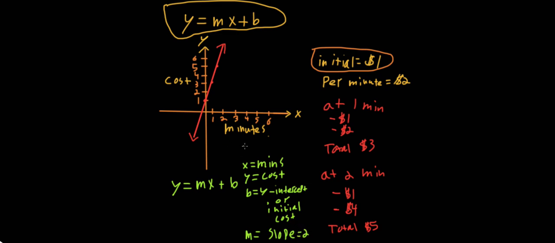So now we can represent this context with an equation that represents it algebraically. We have y equals our slope, which is $2, times x. We can plug in any x value, we're just going to leave it as x, plus b, which is our initial cost, so plus 1. And this right here is a linear equation. In the next video, we're going to be practicing how to derive linear equations from graphs and from points.